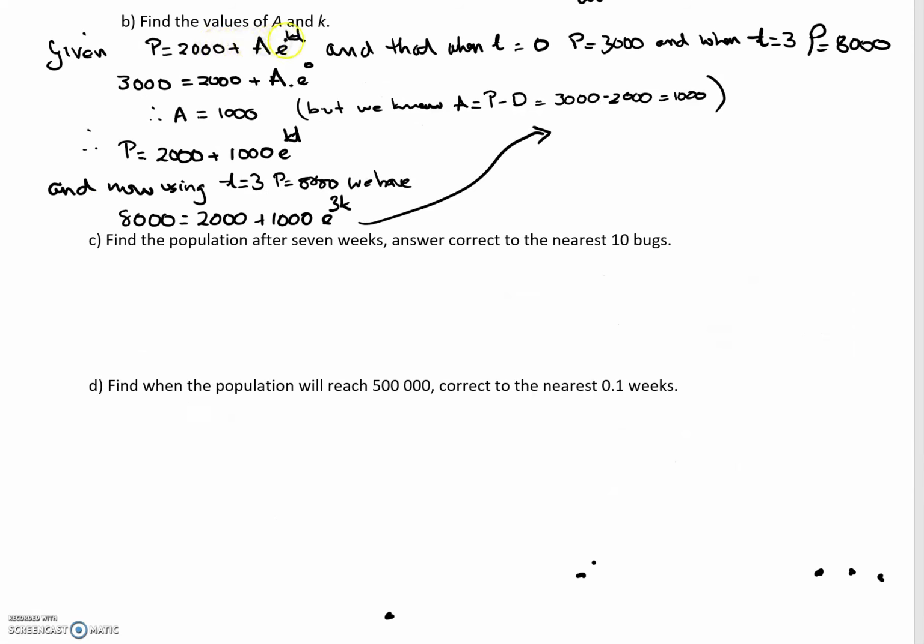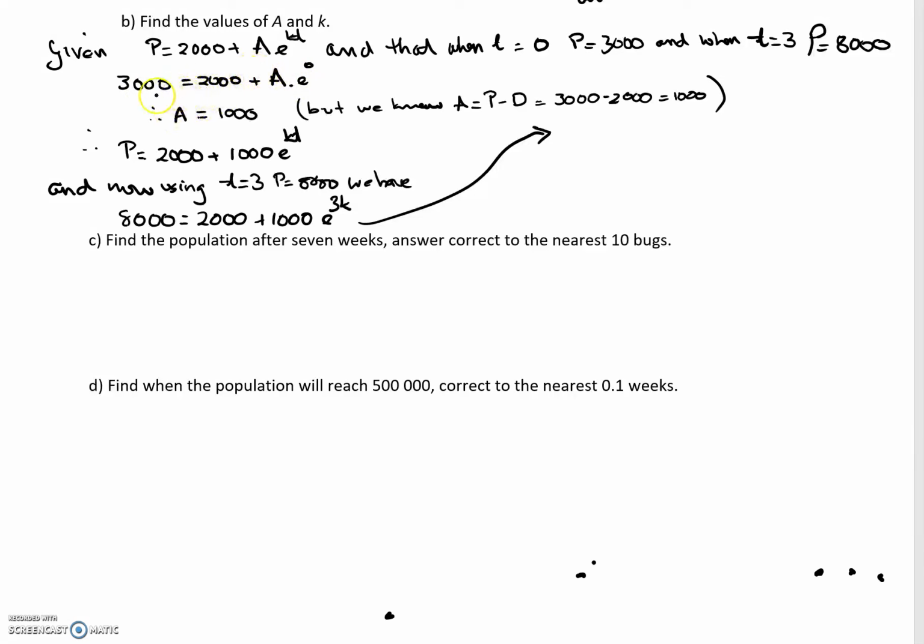So you can see, to find the values of A and K, we start with our solution equation, and we know that when T is 0, the population was 3,000, and when T was 3, the population was 8,000. So we can substitute those straight in, which is similar to what you did previously. And those of you who are thinking, do we have to do it this way? I'll come to that in a minute, because no, you don't have to do it this way.